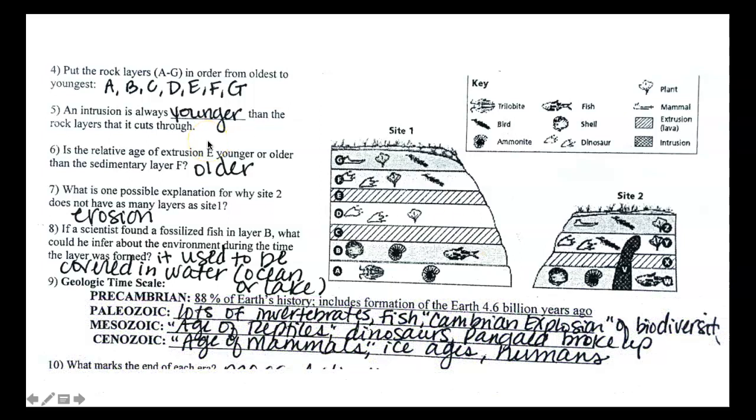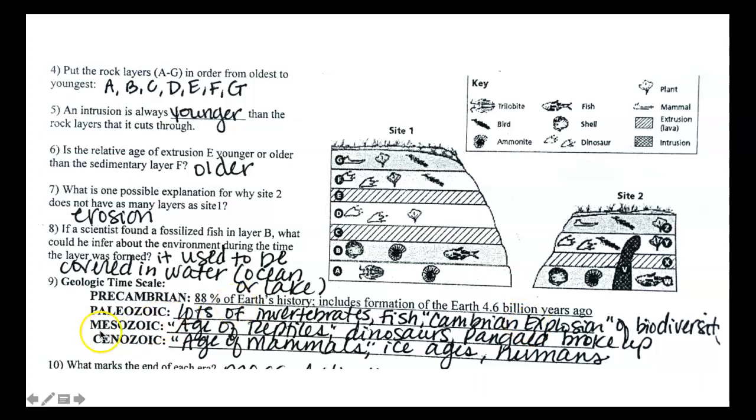Geologic timescale. Precambrian time makes up 88% of Earth's history. This is from the formation of the Earth 4.6 billion years ago, and that goes up until the Paleozoic era. Paleozoic era, paleo means old or ancient, and zoe is animals. So we had lots of invertebrates, lots of organisms that were living in the water, and it started off with the Cambrian explosion, which is where you have a lot of biodiversity, a lot of different types of living organisms were evolving at that point.